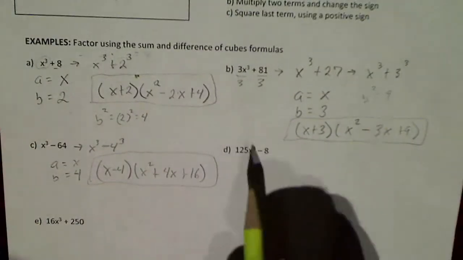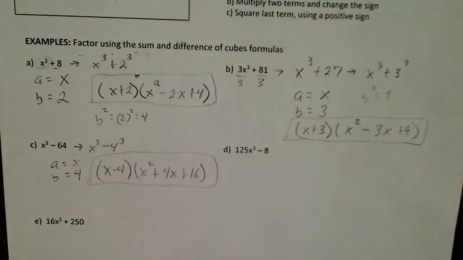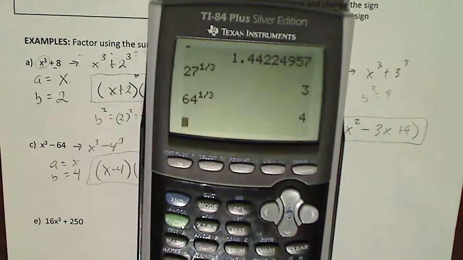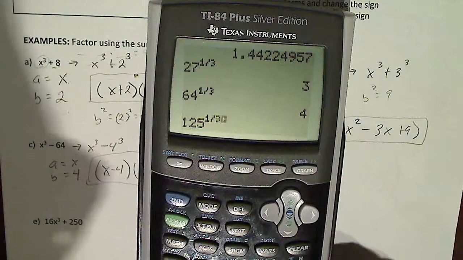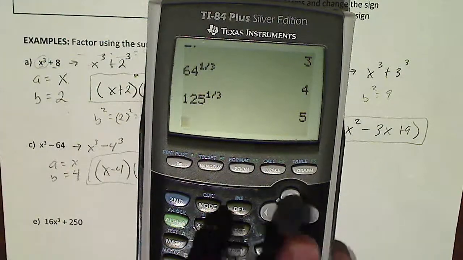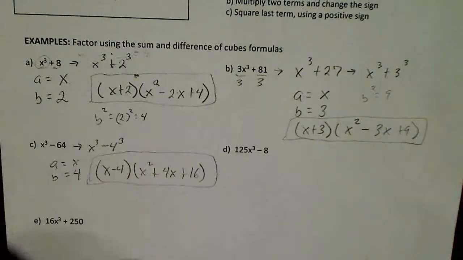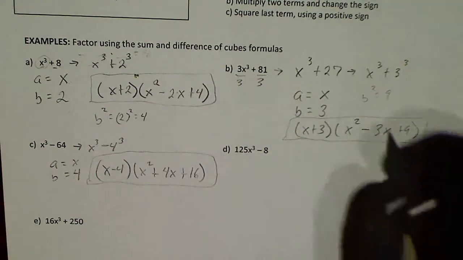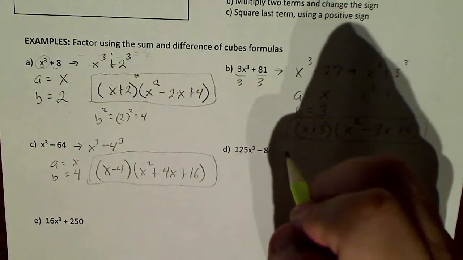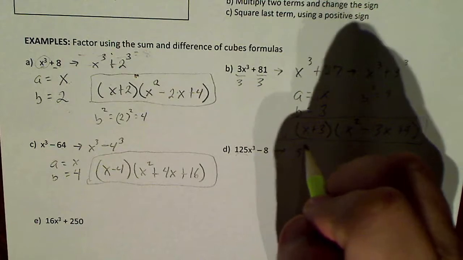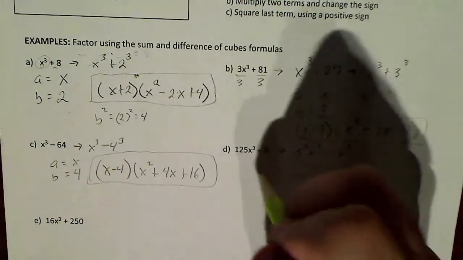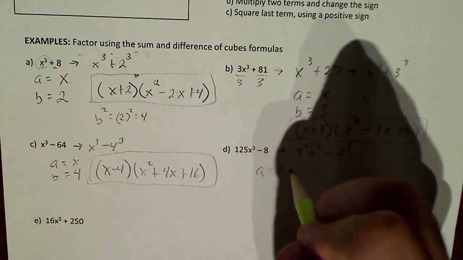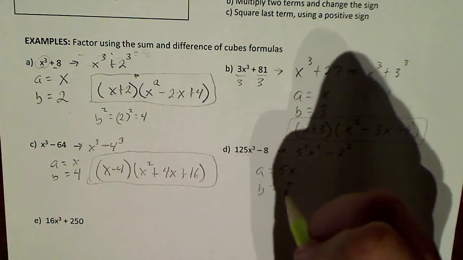Okay. So what happens when you have a number in front like this? Well, first of all, can you cube root 125? You can, it's 5. And can you cube root 8, which we know we can because we did that earlier, to 2. So essentially, this is the same thing as 5 cubed x cubed minus 2 cubed.